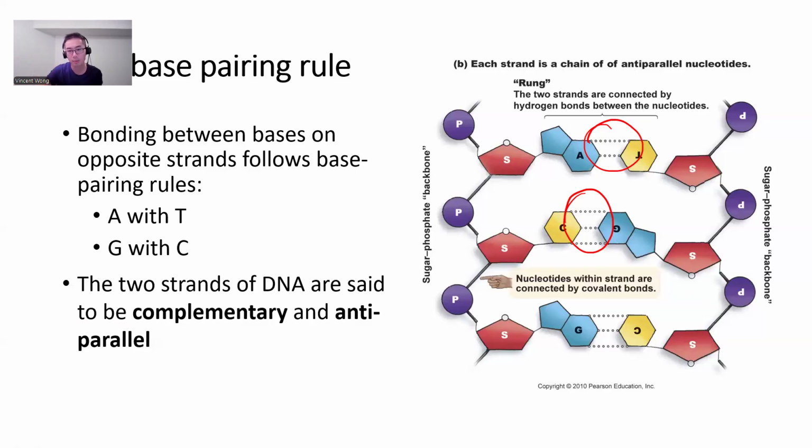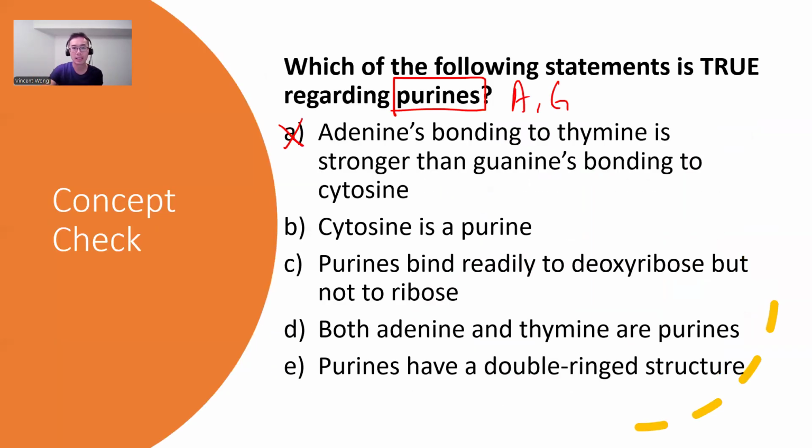But the key thing to remember here is only 2 hydrogen bonds holding A's and T's, 3 hydrogen bonds holding G and C. So in this case, A is not correct because A and T are actually weaker, only 2 bonds, weaker. Cytosine is a purine? No, it's not. Only A and G's are.